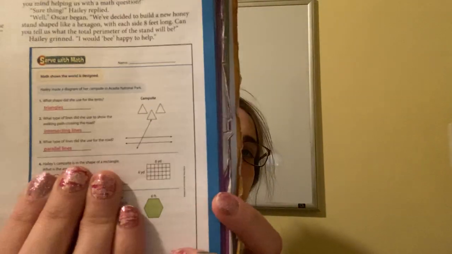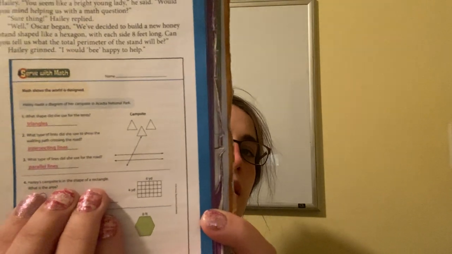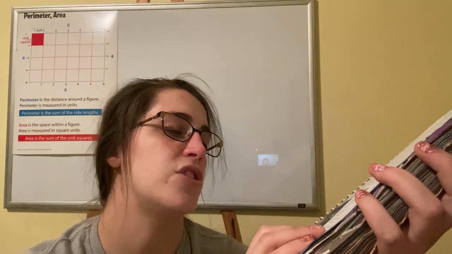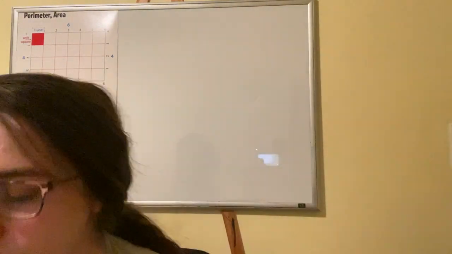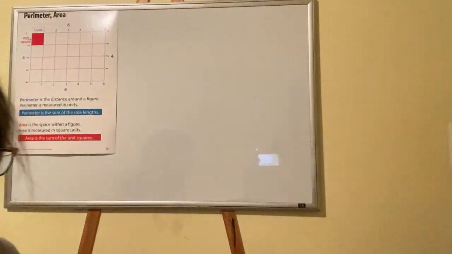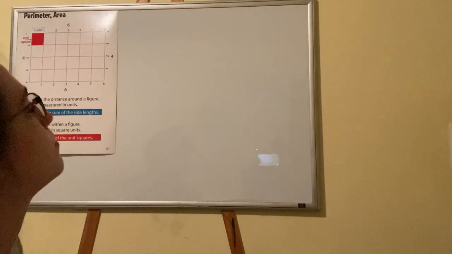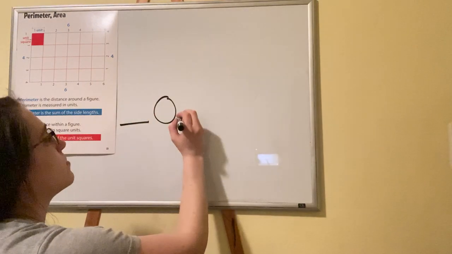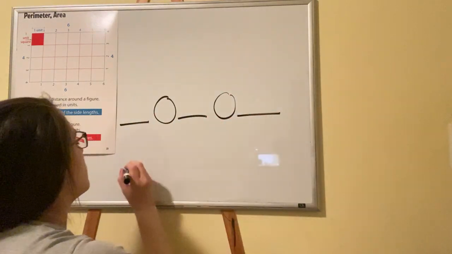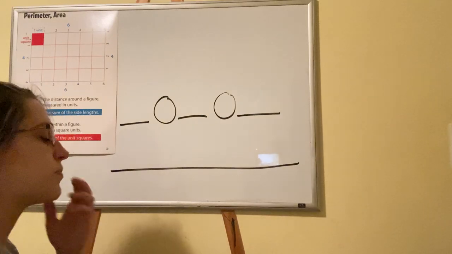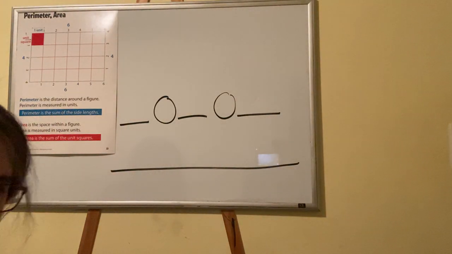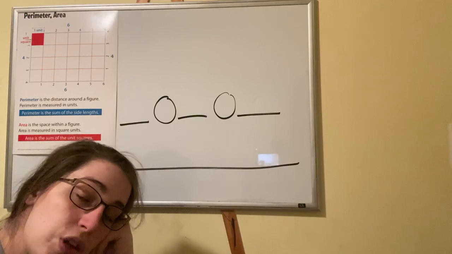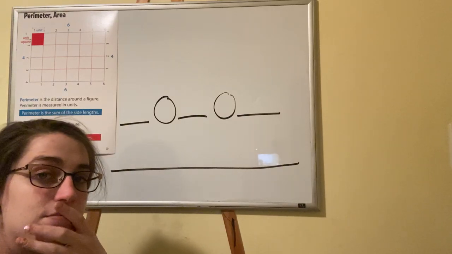I'm going to cover up the answers, except for the answers that you should have got last time. We are on this one right here, number 4. Okay? Haley's campsite is in the shape of a rectangle. What is the area? Well, you need to write an equation here. They give you the shape. I'm not going to draw it, but you have an equation to figure out. Two operations you can use to find area. What are they?